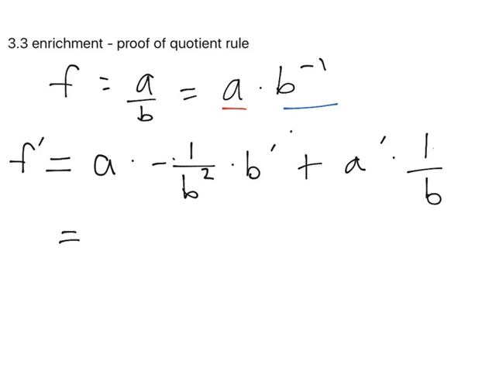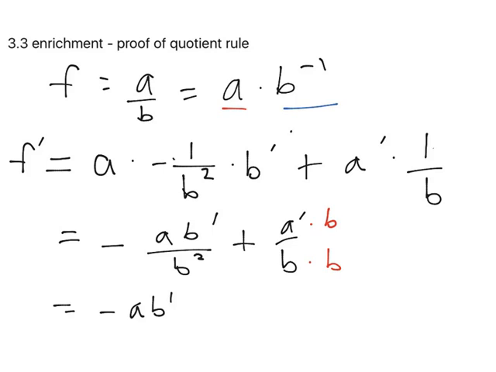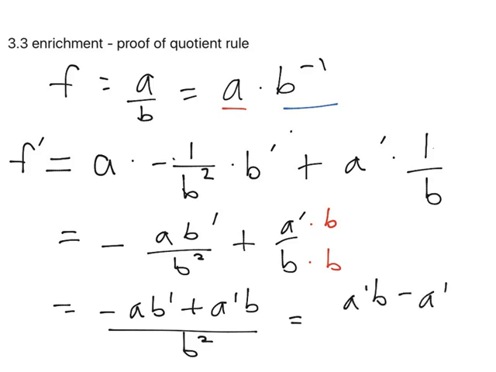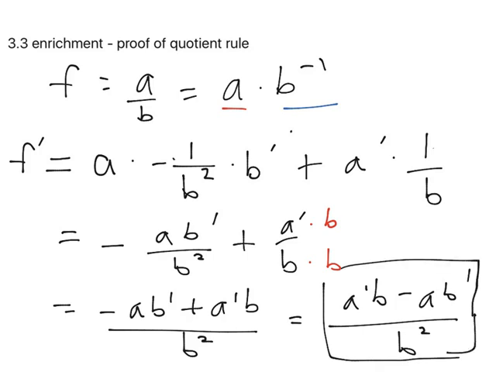To simplify this further, that's the same as negative a b prime over b squared plus a prime over b. I'm going to multiply the second term by b on top and bottom so we can add the fractions. That gives us negative a b prime plus a prime b over b squared. Rearranging the terms gives us a prime b minus a b prime over b squared, which is, again, low d high minus high d low over the square of what's below. So that gets us the quotient rule.